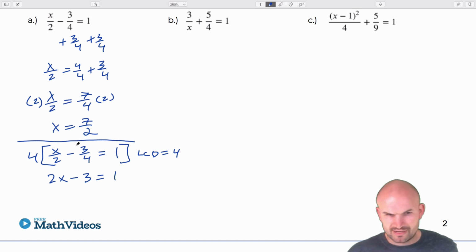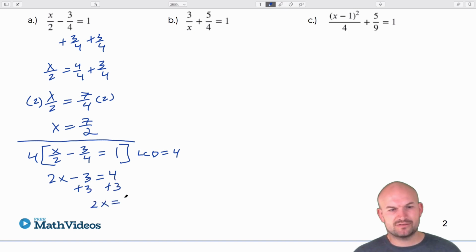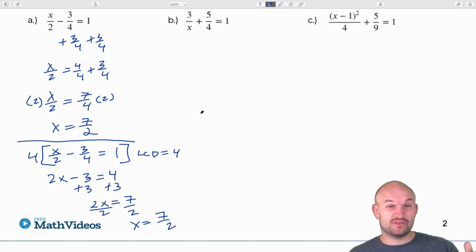Uh-oh, what happened here? Why am I not getting the same answer? That's 3/4 plus 3/4. Oh, that's a 7/4, yes. Times 2, 7/2. What happened here? So that's a 2x. Oh, that becomes 4. Sorry. I was wondering, what the heck happened here? So if I add 3, then I have 2x is equal to 7. Divide by 2, x equals 7/2. Okay, so I kind of prefer that method as well.